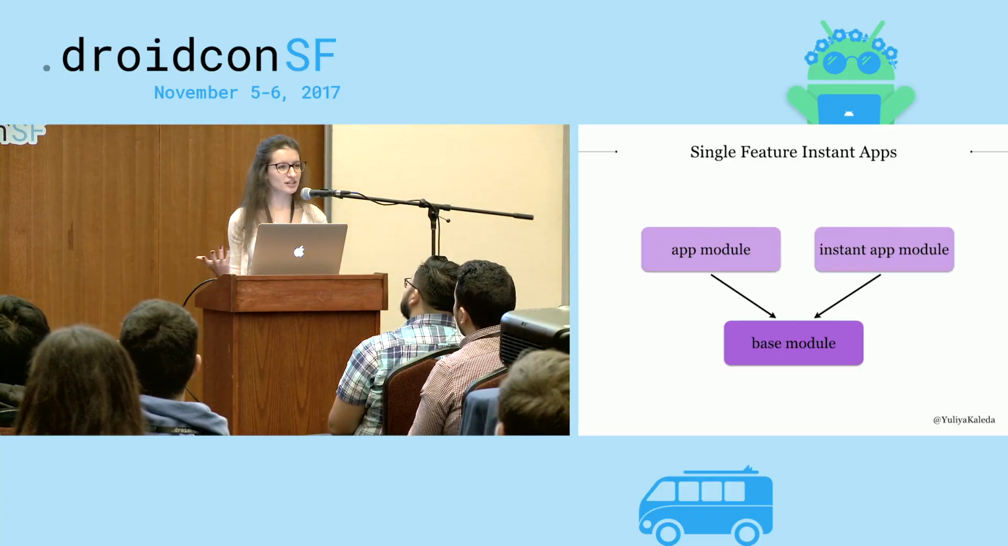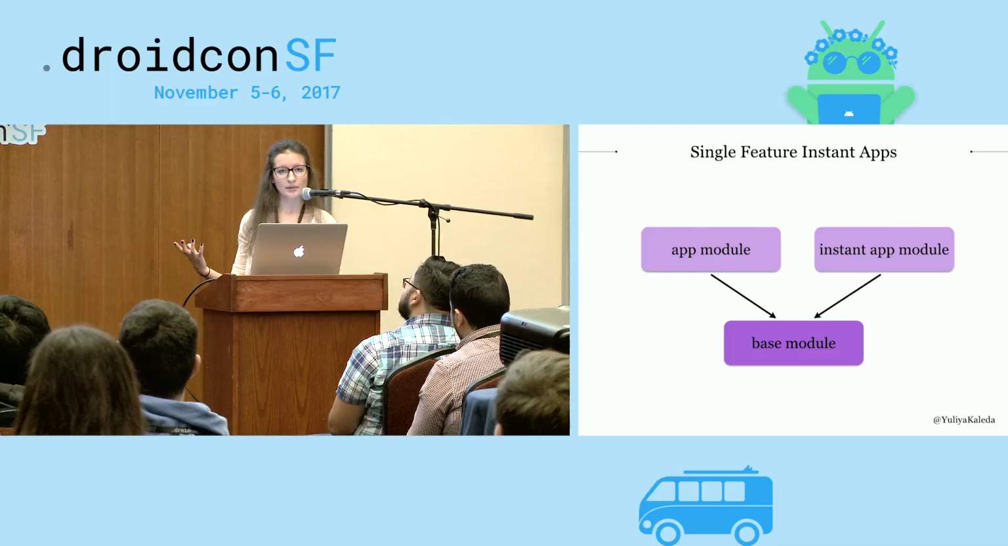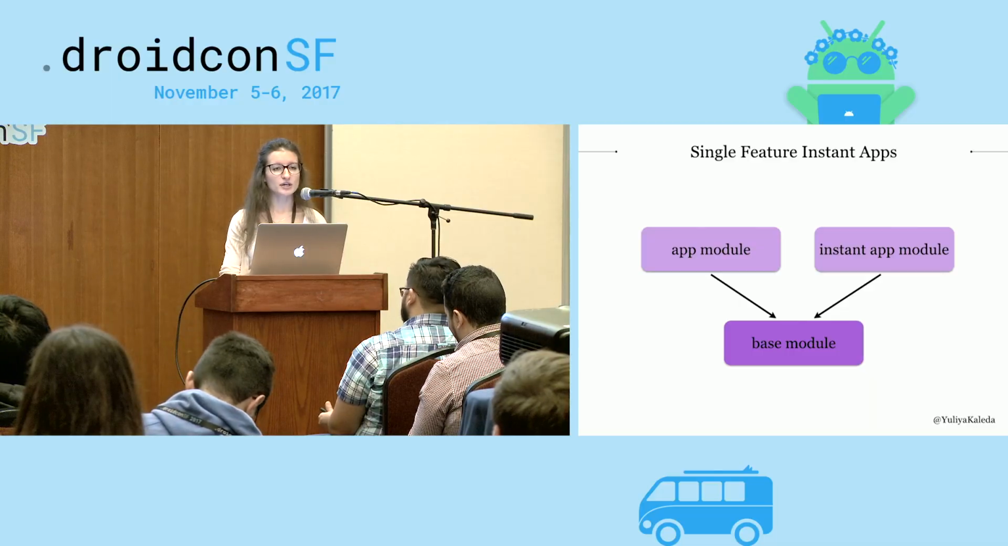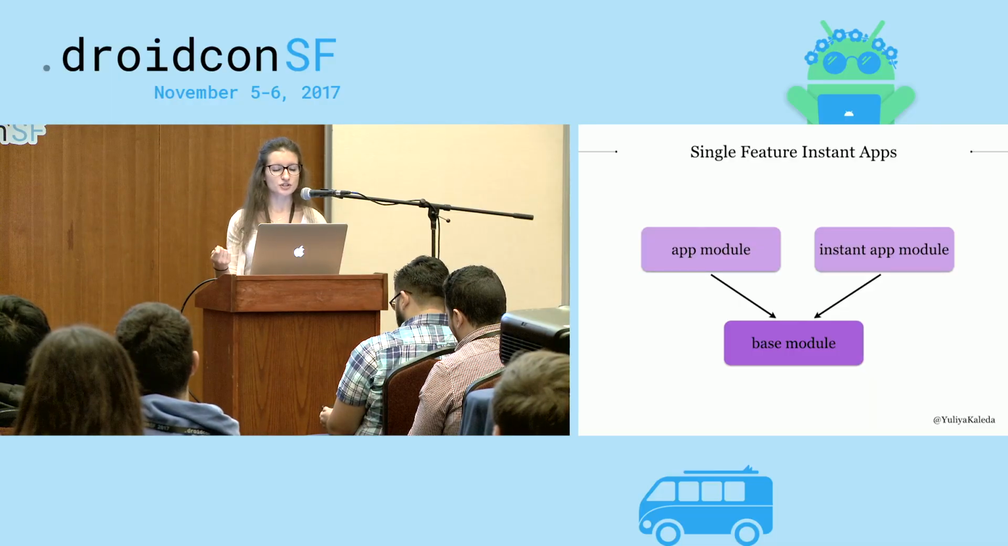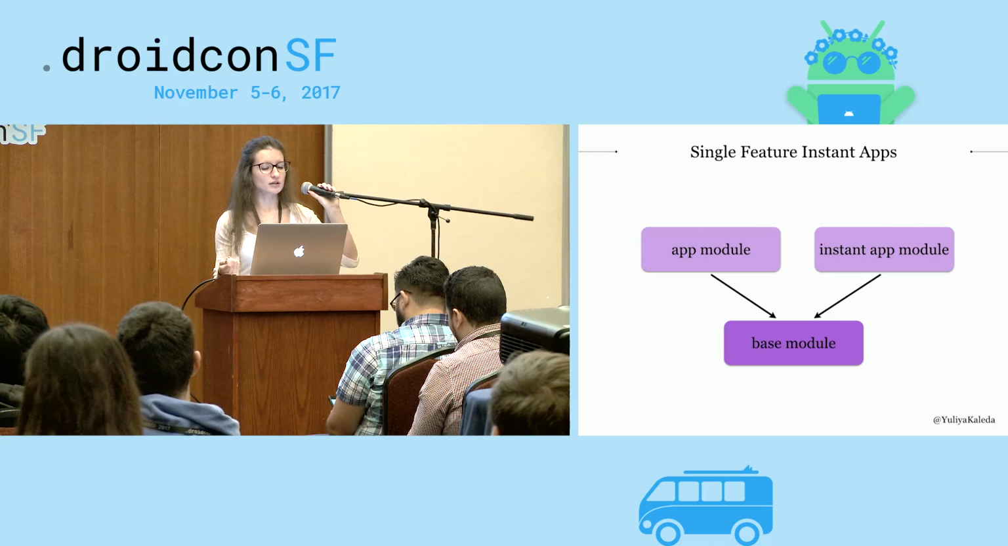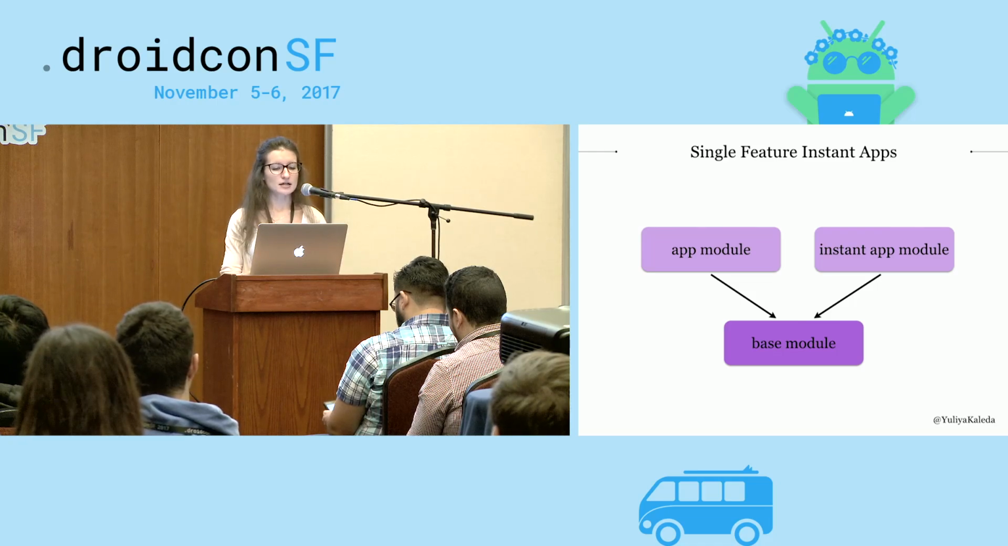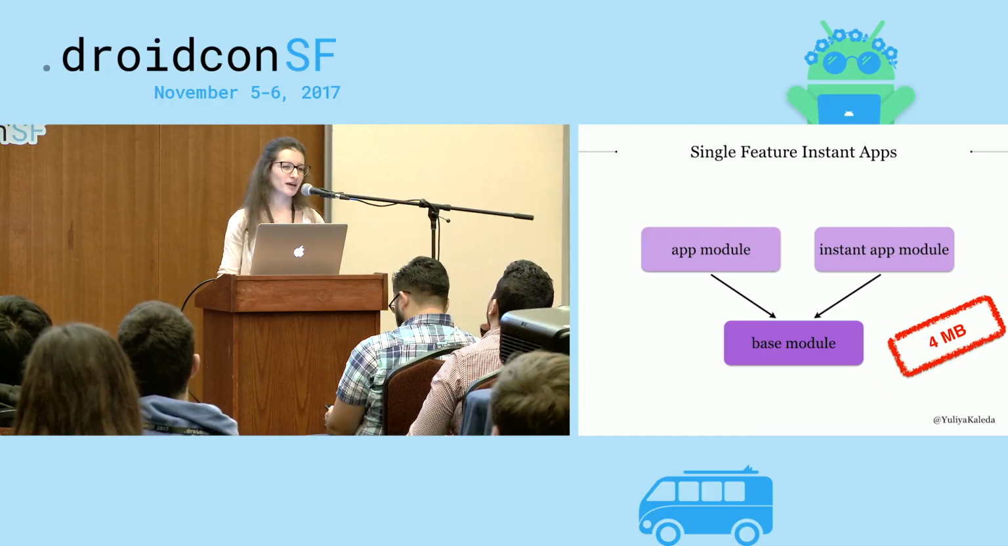So that's pretty much it. So we modularized our application, right? And we established the connections between different modules through build.gradle files. And our instant app is ready to go. But there is an issue with single feature instant app. And the issue is a 4 megabyte size limit.